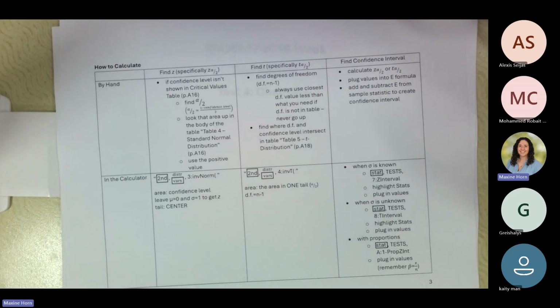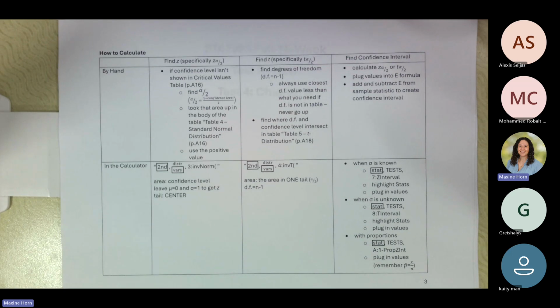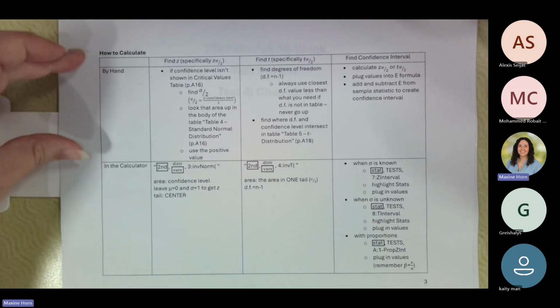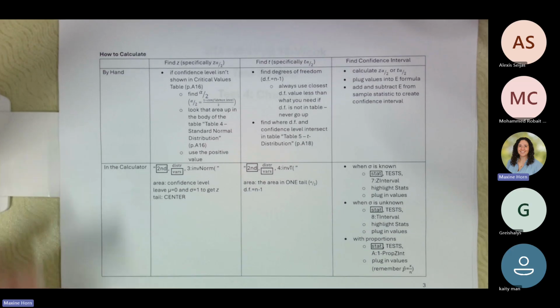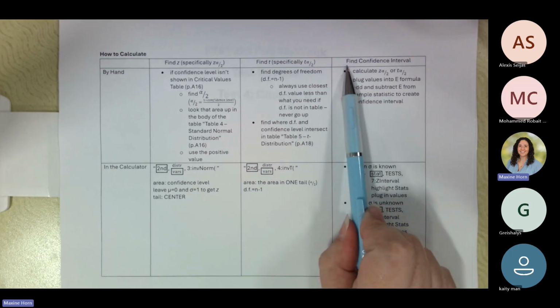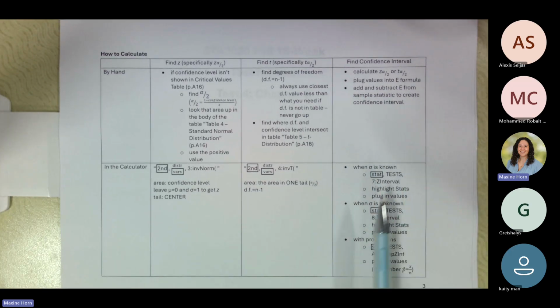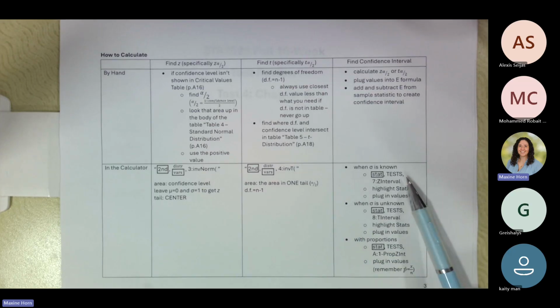Okay. And then the third page is, okay, well, how do I actually do this, right? How do I calculate this? So this is how we do it by hand, and this is how we do it in the calculator. If we're finding a confidence interval in the calculator, it's pretty simple. Here's our three different scenarios. I'm going to pull this back up here real quick.